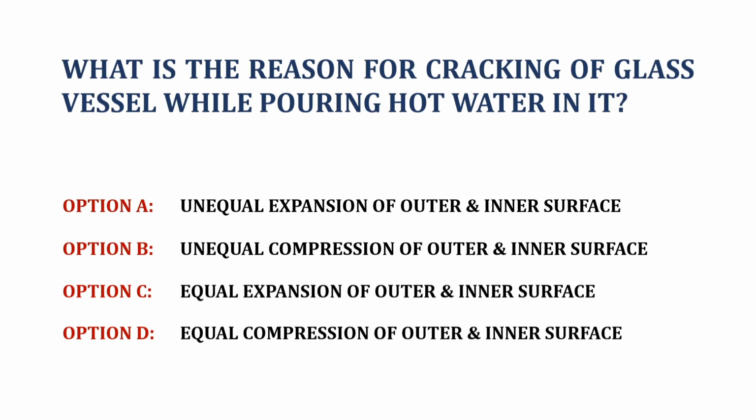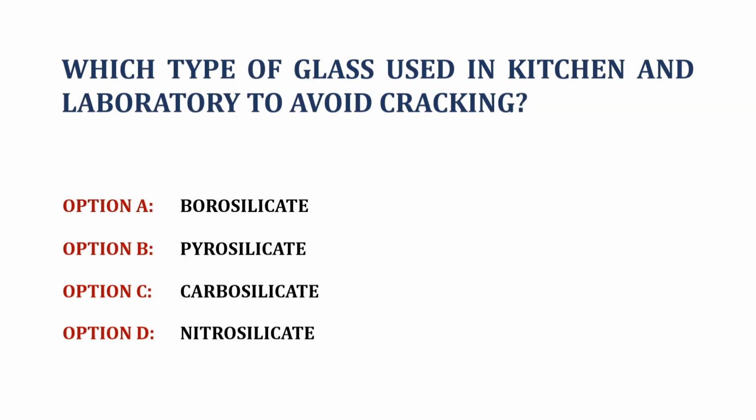What is the reason for cracking of glass vessel while pouring hot water in it? Option A, unequal expansion of outer and inner surface. Which type of glass is used in kitchen and laboratory to avoid cracking? Option A, borosilicate.